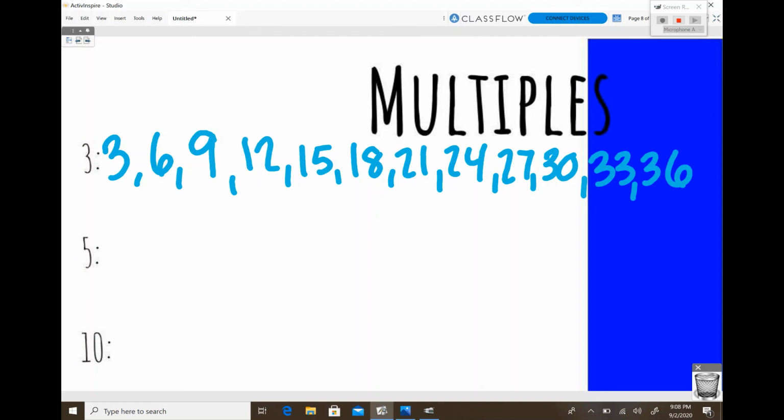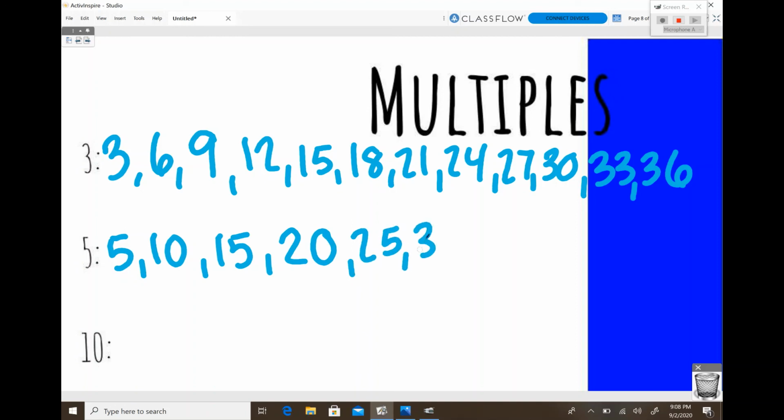Okay, I could also do it on the next one. We're listing the multiples of 5. I could use my multiplication facts. So I could say 5 times 1 is 5. 5 times 2, 10. 5 times 3, 15. And then I could keep going. 20, 25, 30, 35, 40, 45, 50. All right, and then I'm going to last list the multiples of 10.